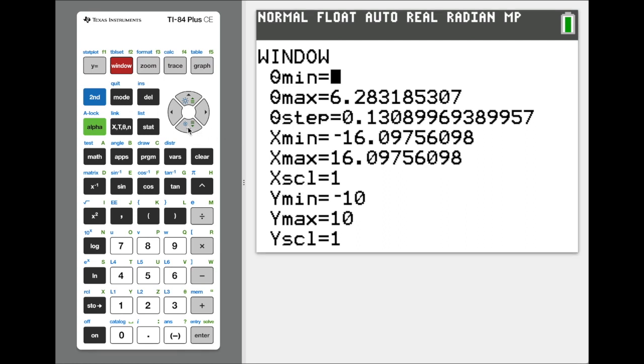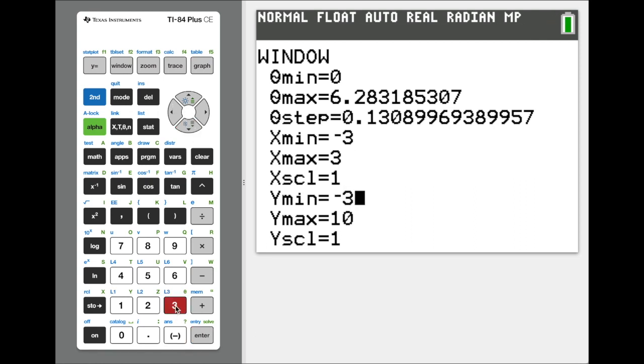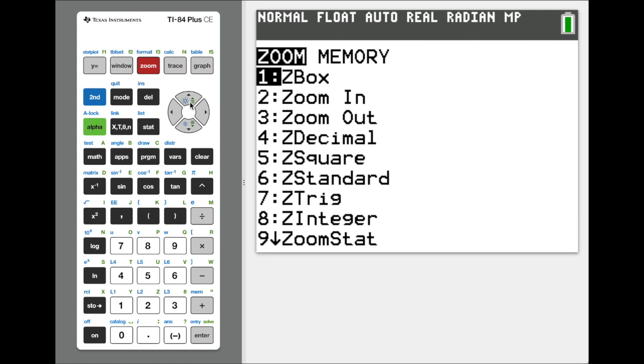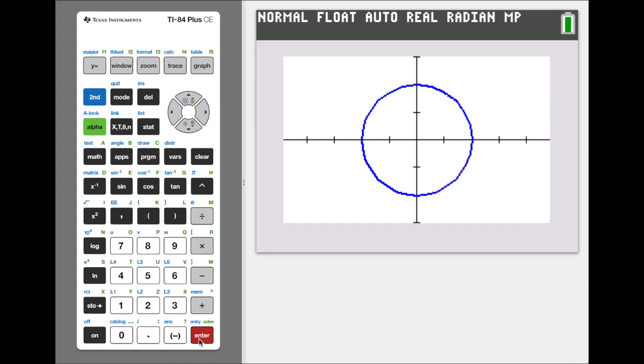Now, I may want to zoom in on this picture, and it might make more sense for me to graph from -3 to +3. And then for the y values, I may also want to only look at y values from -3 to +3. And when I do that, and I hit graph, I've lost my zoom square. But that's okay. I can go back to zoom and scroll down to zoom square, hit enter, and now we've got ourselves a nice circle. Okay, cool. So that's our graph of r equals 2.